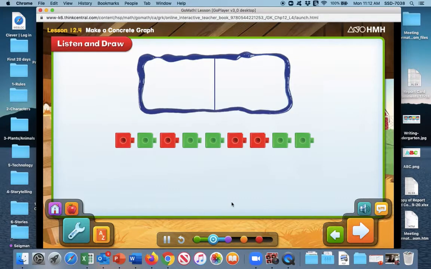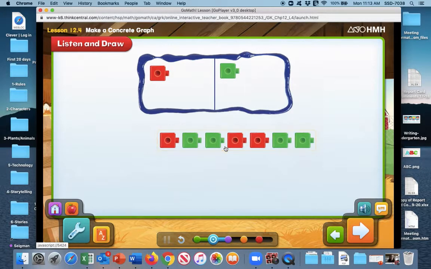Here are some cubes. How many of each do you have? Can you show how many you have in a graph? What will the graph look like? Well, let's start with sorting and classifying the cubes. How can we do this? We can sort and classify the cubes by the category of color. This cube is red. Let's place it on this side. This cube is green. Place it on this side. Let's sort the rest of the cubes.